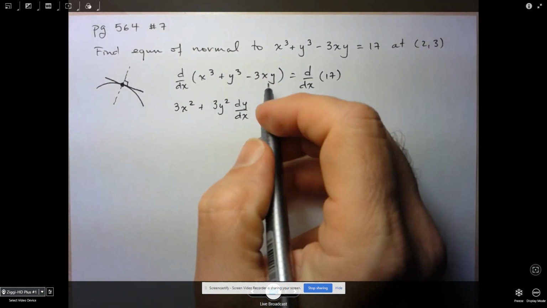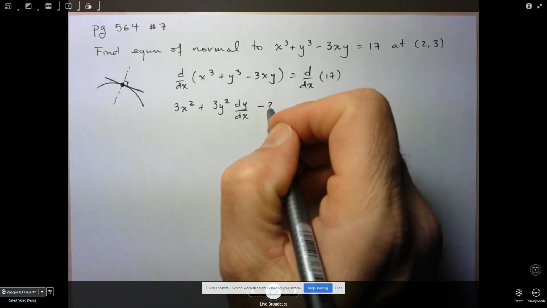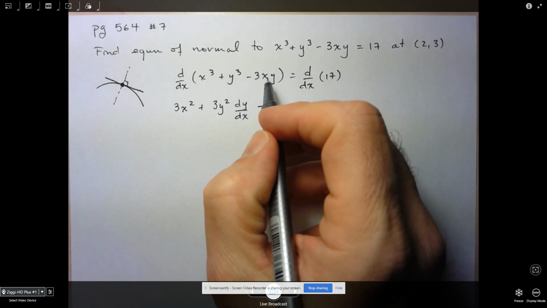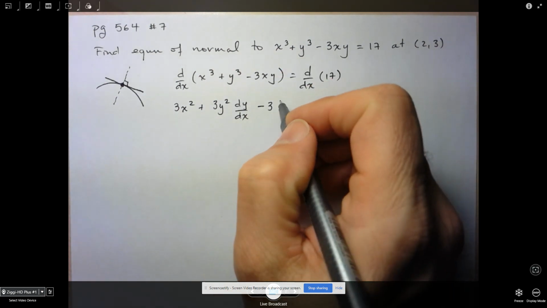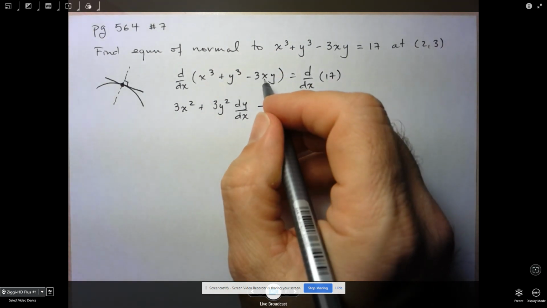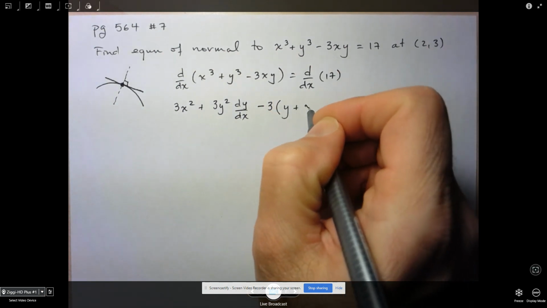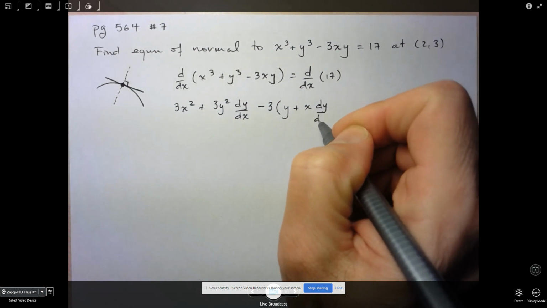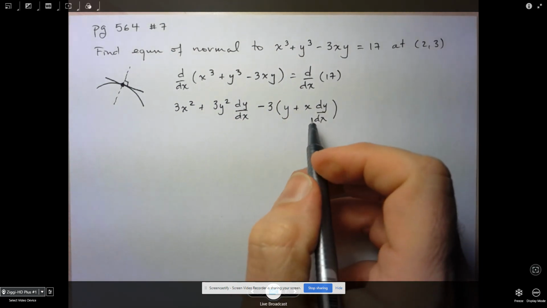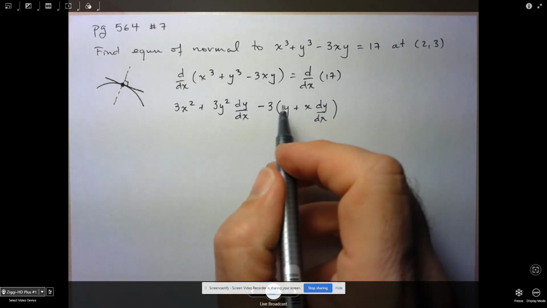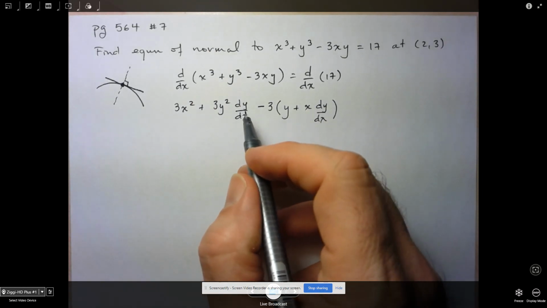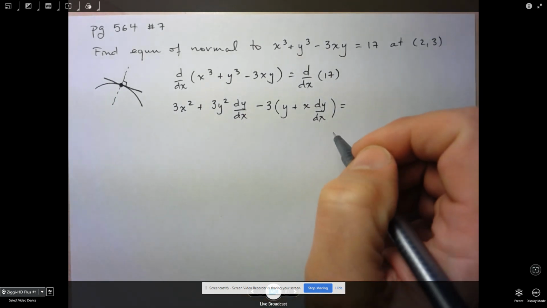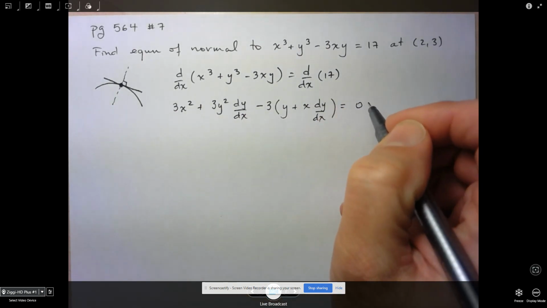Okay, minus, now 3 is just a constant, so now I have to take the derivative of xy, but because I've got a product, I need to use the product rule. So derivative of x is 1 times y, plus x times the derivative of y, dy/dx. Now, notice here I'm using Leibniz notation just because I want to be very clear what I'm taking the derivative with respect to. In the next step, I'm going to use y prime just to make it a little easier. All right, so here, derivative of 17, that's just a constant, so that's 0.